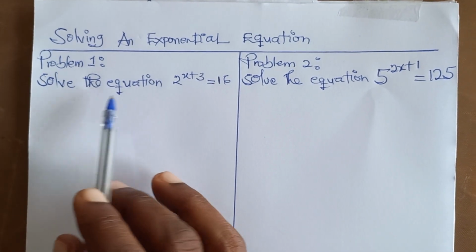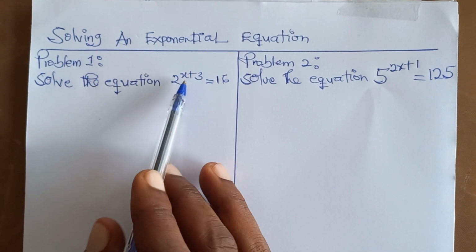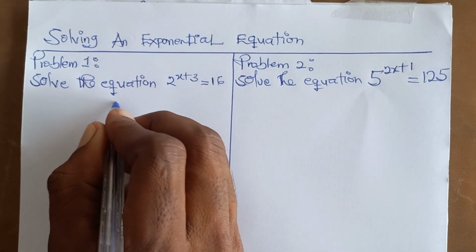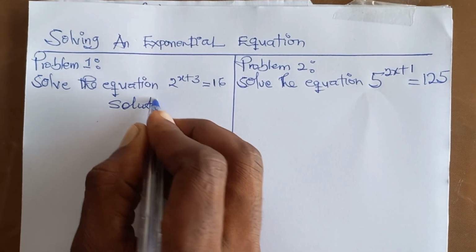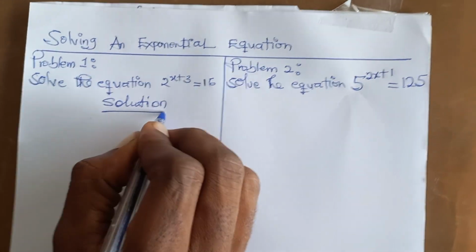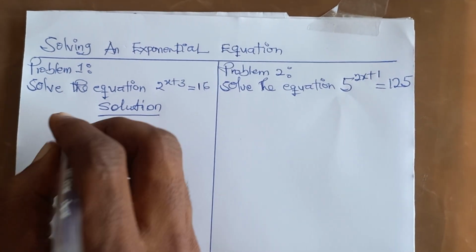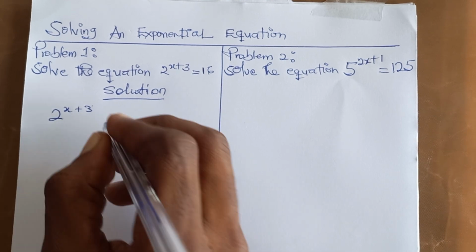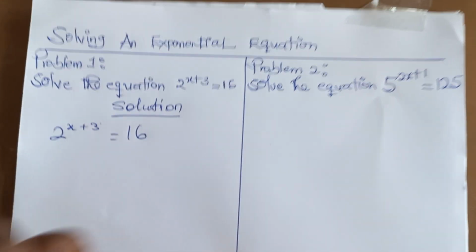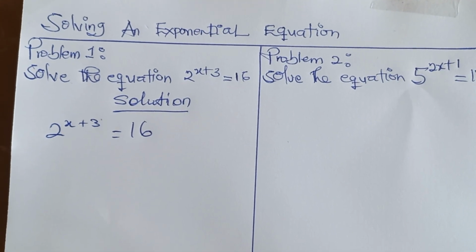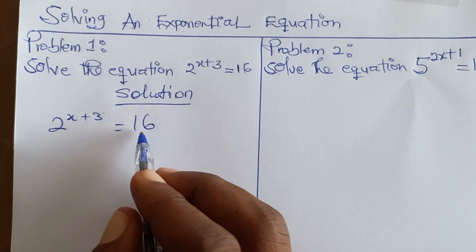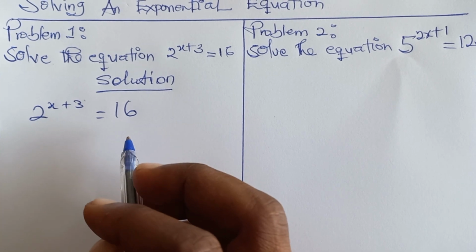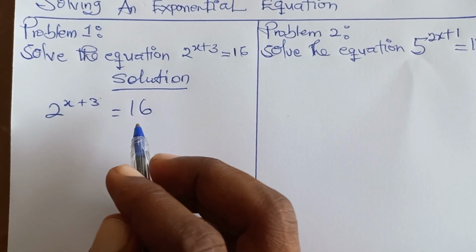We are to solve the equation 2 exponent x plus 3, which is equal to 16. Now, the first step we need to do is to express this 16 as a power of 2.